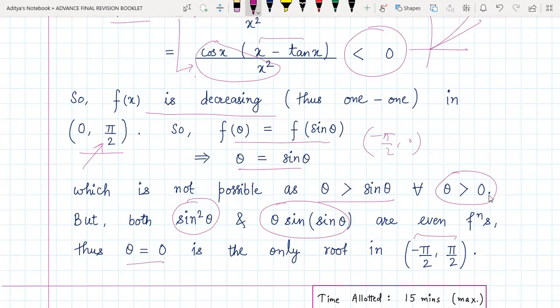So I really hope you were able to understand these questions and have a greater understanding of AOD and monotonicity, and that it helped you in your preparation.